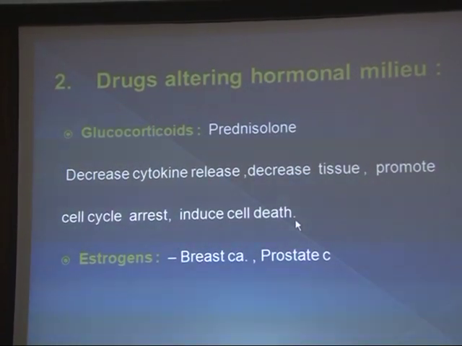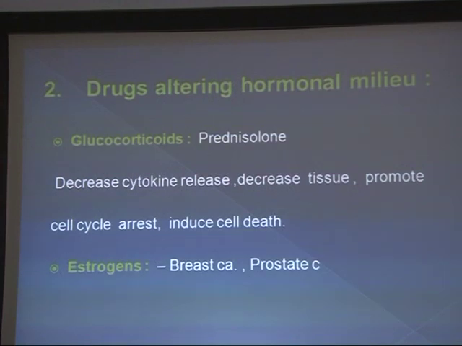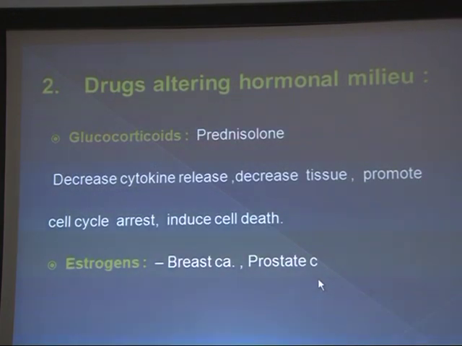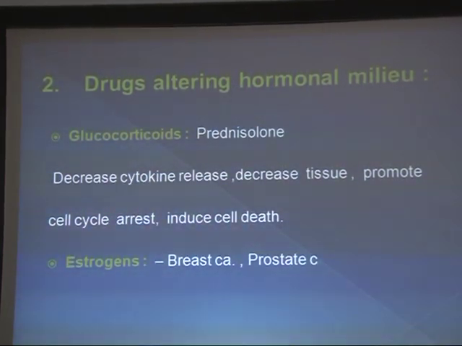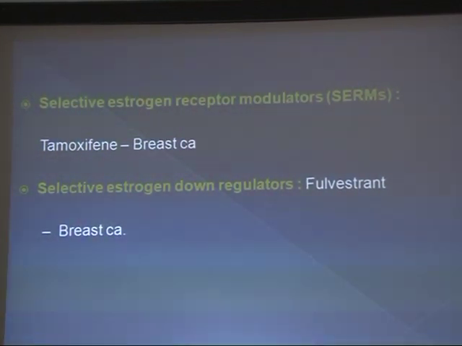Because of this, what we want is to arrest the cell cycle and induce cell death. Estrogens are used for breast carcinoma and prostate carcinoma. These carcinomas are highly dependent on the hormones for their growth. Then we have selective estrogen receptor modulators, SERMs. These include tamoxifen, one of the very important drugs which is very commonly used for the treatment of breast carcinoma. And then we have selective estrogen down regulators. We have the drug called fulvestrant, which is used for the treatment of breast carcinoma.